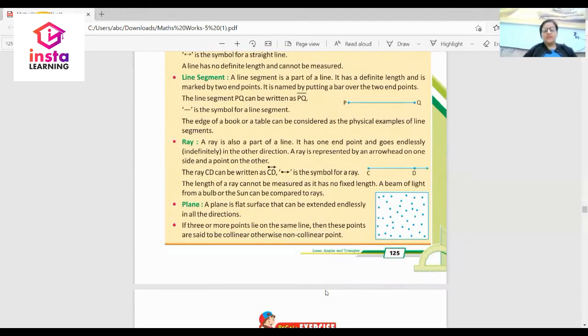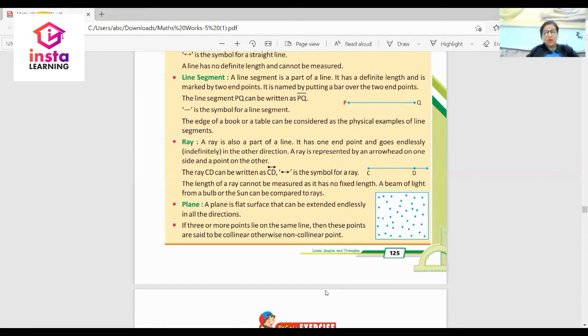Okay, now ray. What do you know, sun rays. A ray is also a part of a line. It has one endpoint and goes endlessly, indefinitely in the other direction. A ray is represented by an arrow head on one side only: one side is the point and the other side is an arrow. The ray CD can be written as CD with an arrow over it. It's the symbol of a ray. The length of a ray cannot be measured as it has no fixed length. A beam of light from a bulb or the sun can be compared to rays.